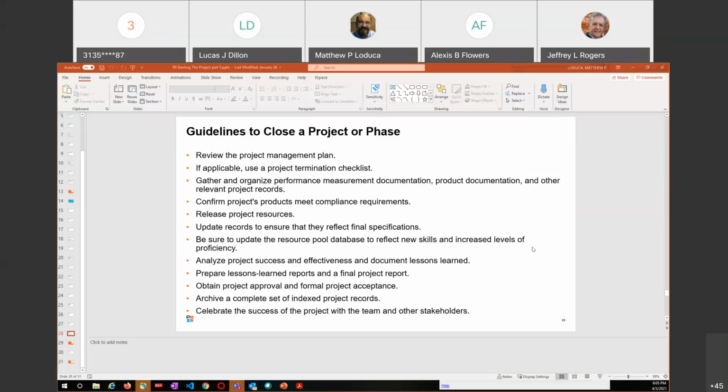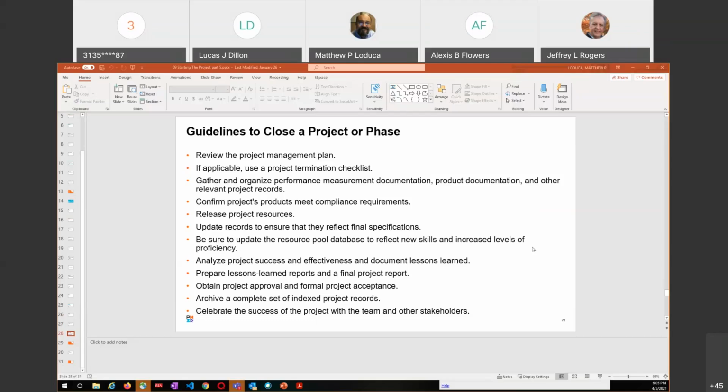Be sure to update the resource pool database to reflect new skills and increased levels of proficiency. I guess some places do that, but generally speaking here at AT&T in IT, people self-report, so they update these things as they see fit. If you're working in a company that has stricter guidelines on that, certainly that's there. It's not something you'll probably be doing after every project at AT&T, but it might be something you need to do for another company. So please don't ignore that just because we don't do it here at AT&T.